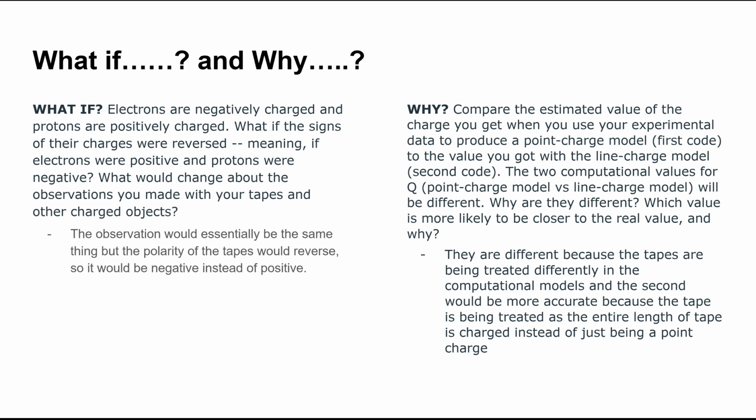And the answers to the what if and why questions are: the observation would essentially be the same thing, but the polarity of the tapes would reverse, so it would be negative instead of positive. And for the answer to the why question, they are different because the tapes are being treated differently in the computational models. The second one would be more accurate because the entire length of tape is treated as charged instead of just being a point charge.